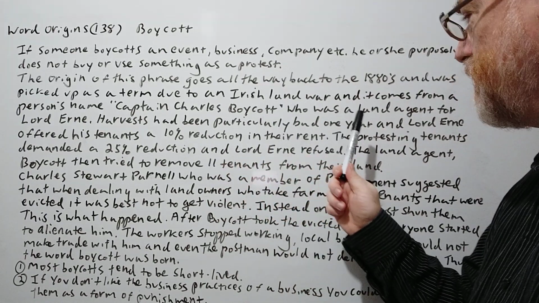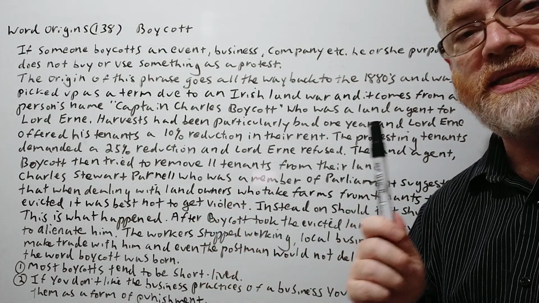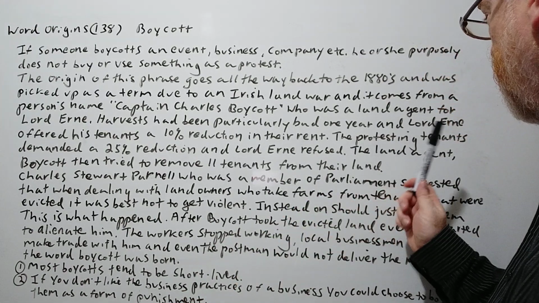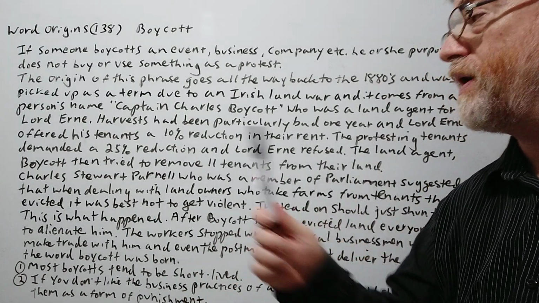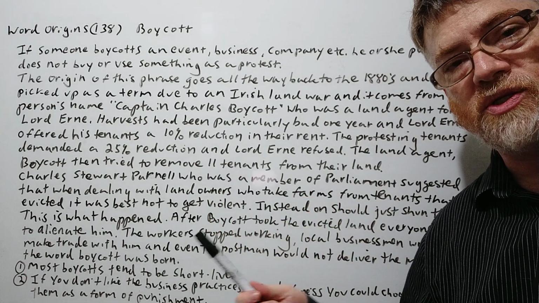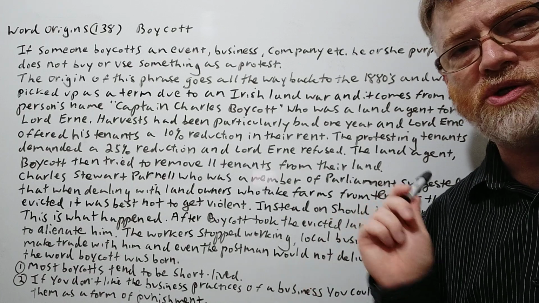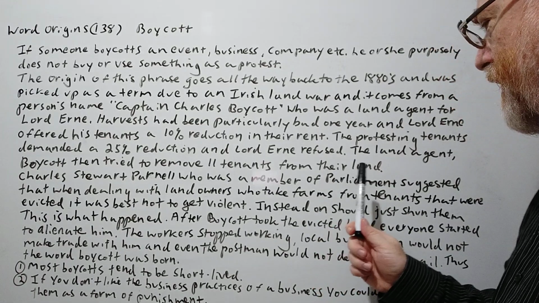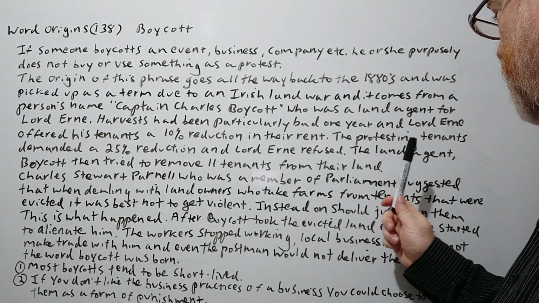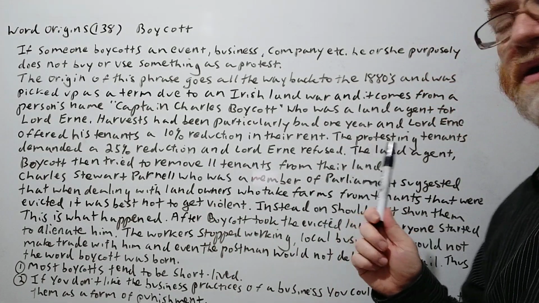Harvests had been especially bad one year, and Lord Ernie offered the tenants a 10% reduction in their rent. So he did offer something. The protesting tenants demanded a 25% reduction, and Lord Ernie refused. I don't know if this was common practice at this time, but he did offer 10, and they said, no, we need at least 25, or they thought 25% was fair. And Lord Ernie said, no way, I'm not doing 25. So the land agent Boycott then tried to remove 11 tenants from their land. Okay.